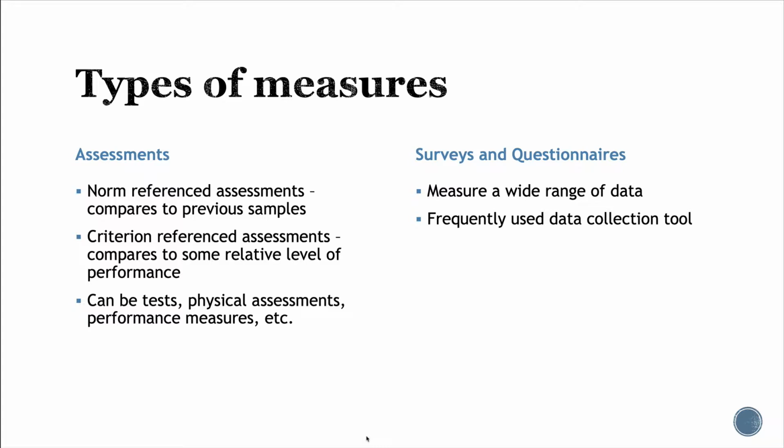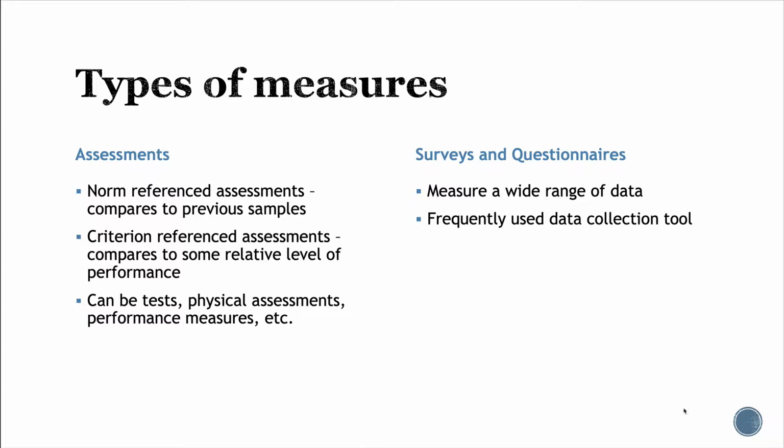Often there are criterion referenced assessments where we can compare our findings to some relative level of performance. Example I gave before is, you can find online a list of average or mean 40-yard dash scores for football players of various levels. And we could compare the findings on our clients to those findings and so on. And obviously any type of assessment can be a physical measurement, a test, a performance measure, and so on.